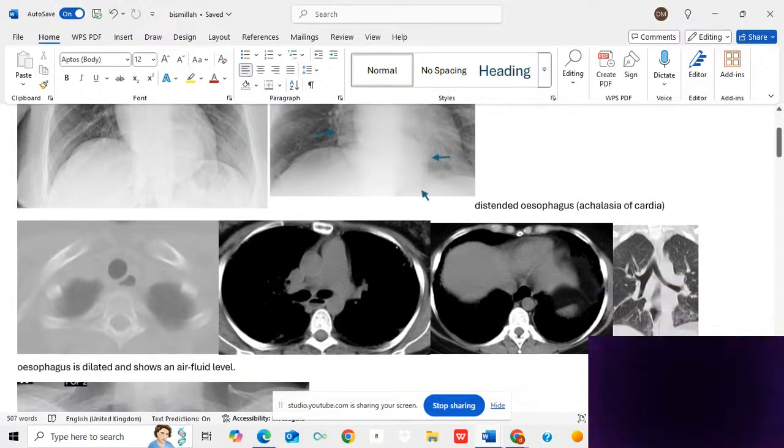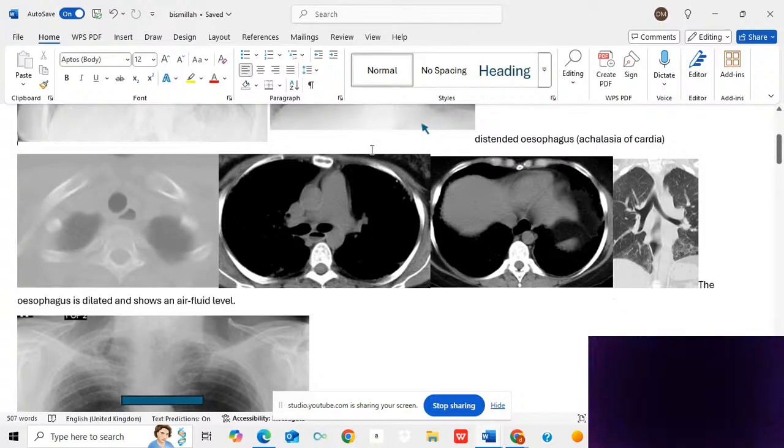Okay, this is the same disease, the distended esophagus or achalasia of cardia, in a different patient. On CT scan, you are expected to see the esophagus dilated like this. This is the trachea, this is the esophagus. This is the tracheal bifurcation. This is the esophagus, dilated with an air fluid level. Air fluid level here.